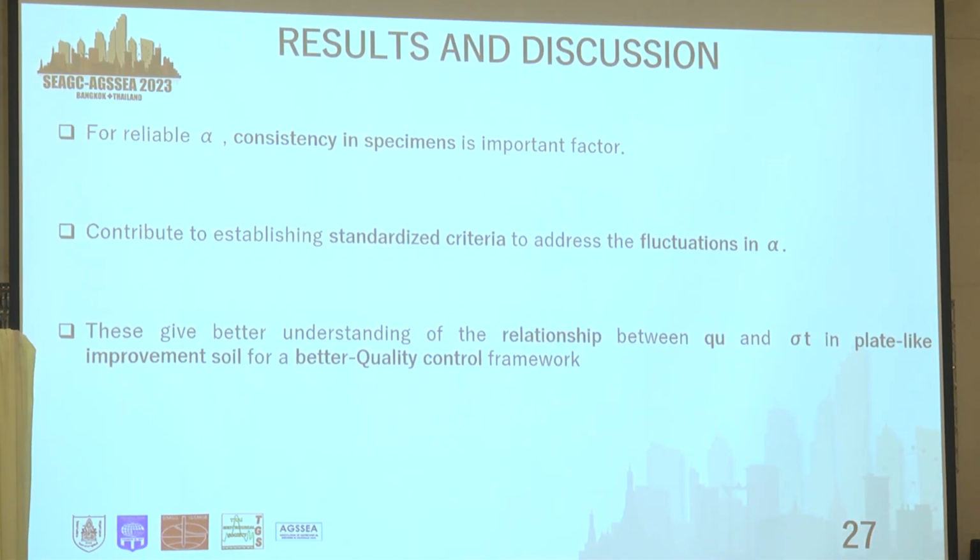So we understood that for a reliable alpha, consistency in specimens is really important. I showed in the presentation that we considered 0.04 to 0.05 meters for each length. After discussion, we noticed that by standardizing the length of each specimen, we can have more reliable data and reduce the coefficient of variation in the data. This study will contribute to establishing a standard criterion to address fluctuation in alpha.